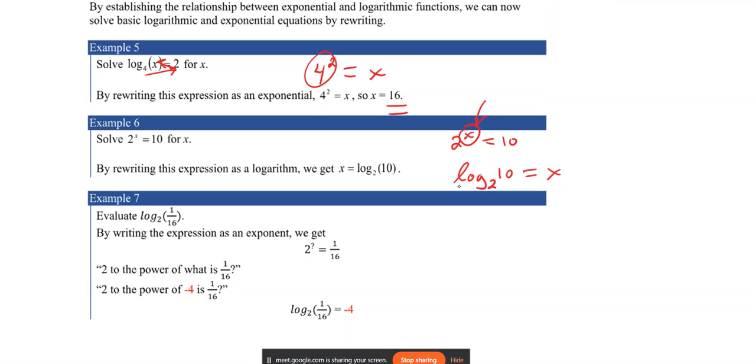Now, I keep saying that you could put this in your calculator. I haven't really shown you how to do that yet. I'll show you that in the steps below here.